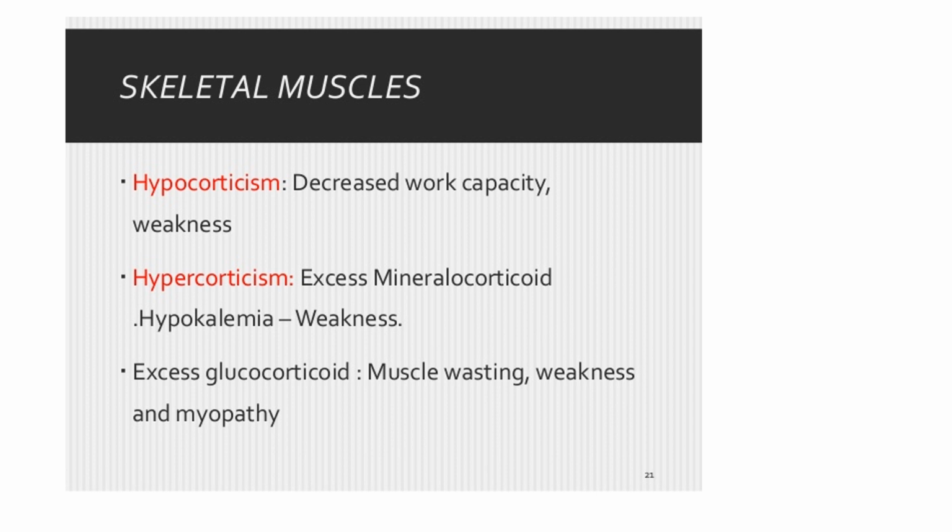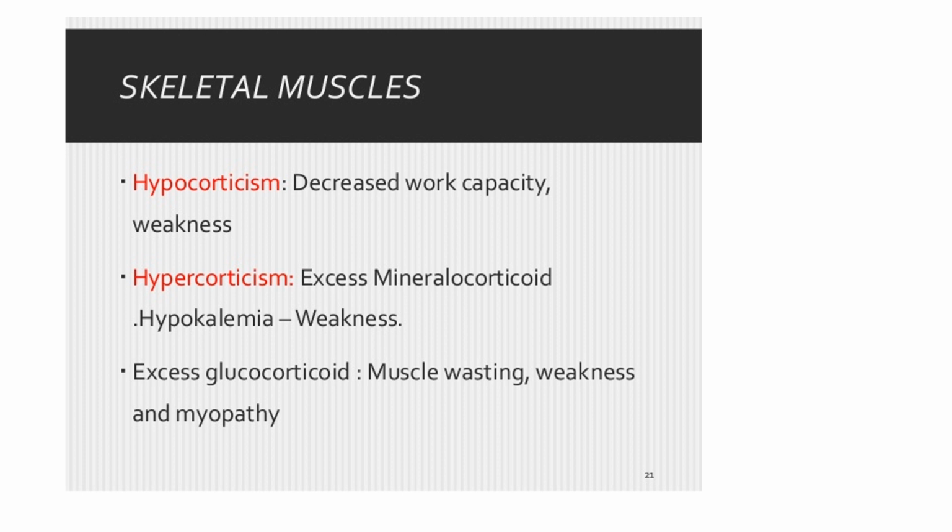Okay, coming to skeletal muscles. Now the normal muscular activity requires physiological concentration of corticosteroids, and muscle weakness is observed in both hypocortism, that is due to decreased circulation of corticosteroid, and also in hypercortism, where there is increased or excess administration of corticosteroid. So in both situations, hypocortism and hypercortism, muscle weakness will be seen.